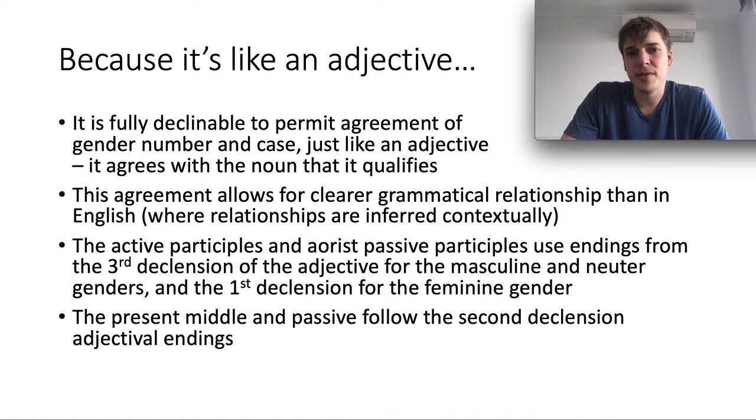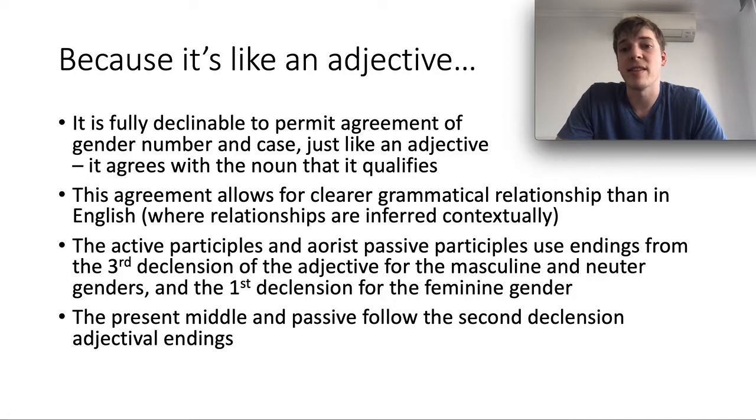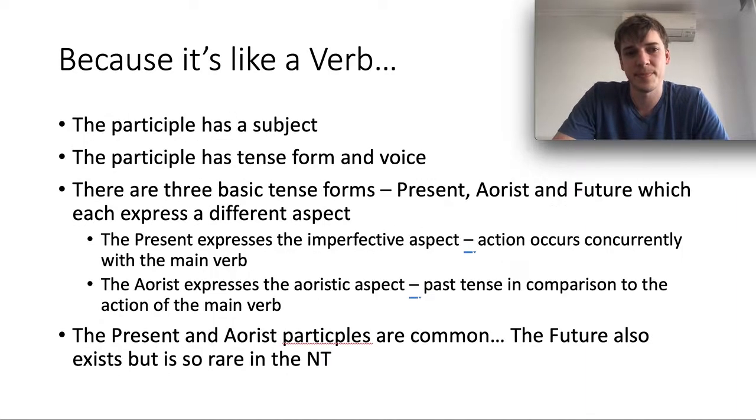Now we'll get on to the way it acts like a verb, but while we're talking about its declension, let's get into it here. The active participles and the aorist passive participles use endings from the third declension for the masculine and neuter genders, and the first declension for the feminine gender. The present middle and passive, though, follow the second declension adjectival endings.